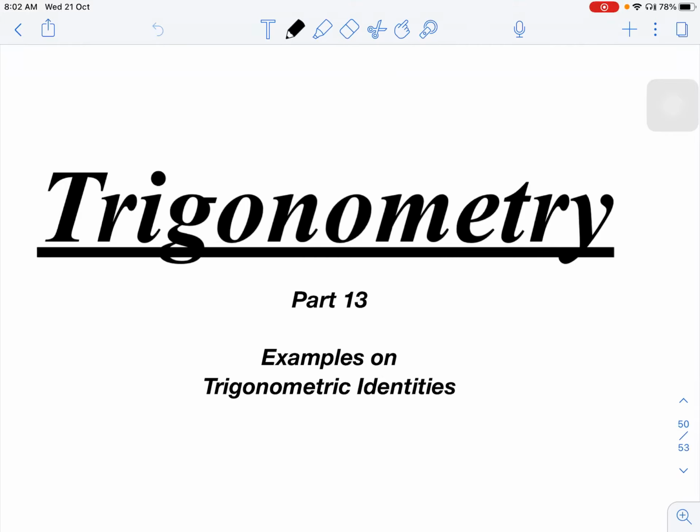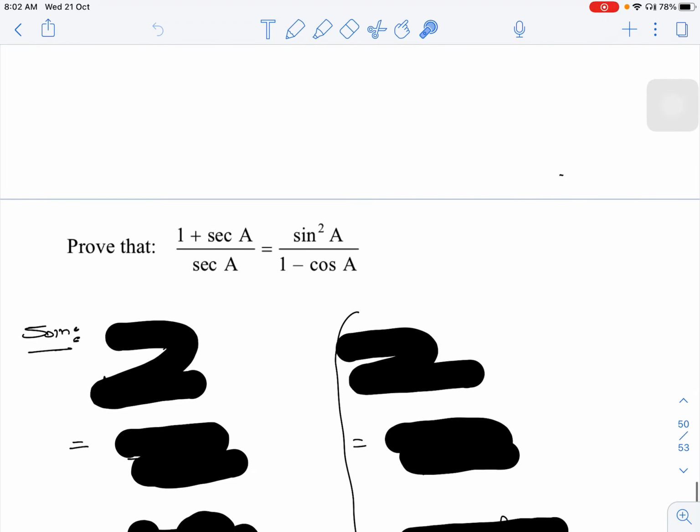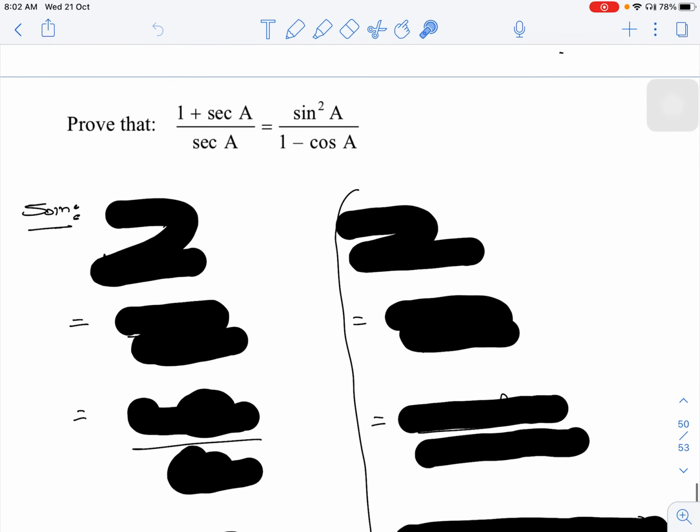So, hello students. Today we are going to learn part 13 of chapter number 8, that is trigonometry of class 10. In this part we are going to learn some more examples on trigonometric identities. Okay, so let us start. So already we have started proving that LHS equal to RHS type examples. So here we have next type of example.